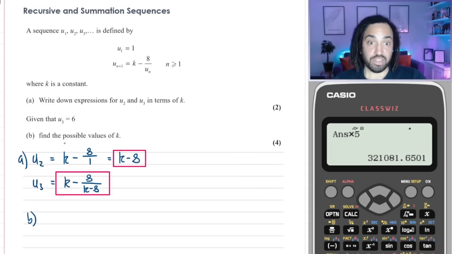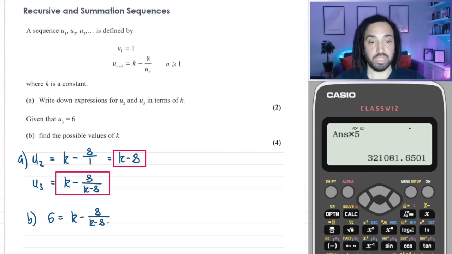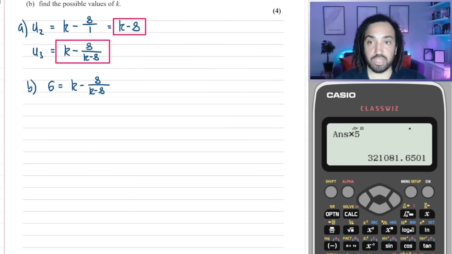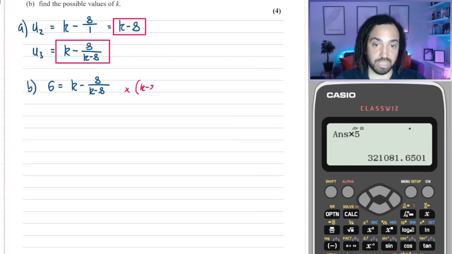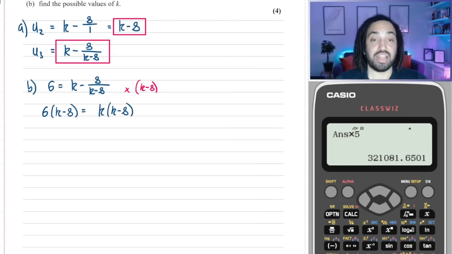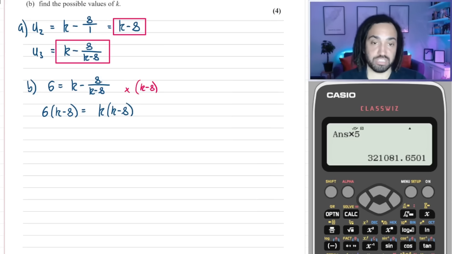Part B. Given that u3 is equal to 6, so that means that 6 is equal to this k minus 8 over k minus 8. Find the possible values of k. Okay, so let's multiply the whole equation through by k minus 8. So that will give me on the left side 6 lots of k minus 8 is equal to k times by k minus 8, and then this final term, if I times it by k minus 8, it gets rid of the denominator, which just leaves me with 8, and there's a minus there as well, so minus 8.